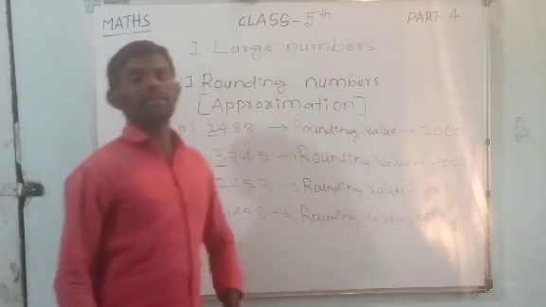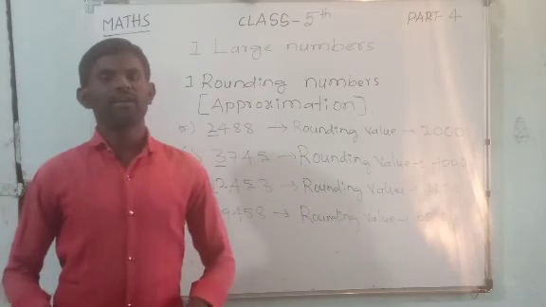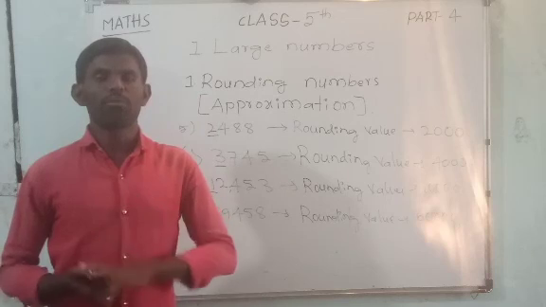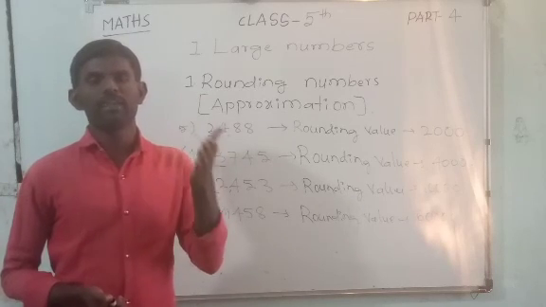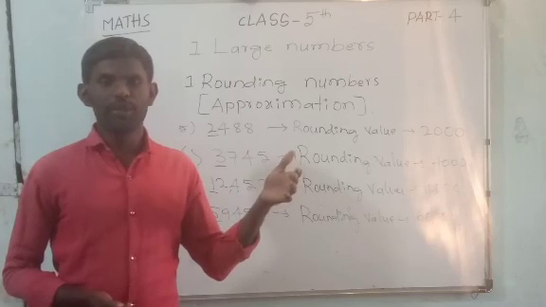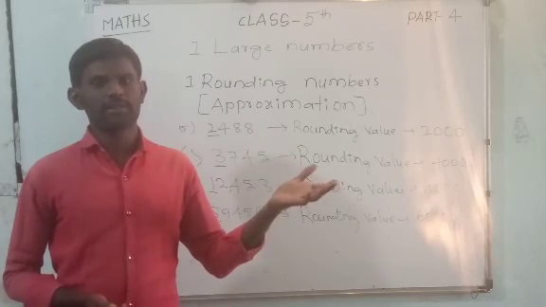I think, dear children, you understood how we can round the numbers to the asked places. If they ask unit place, then 10 place, 100 place, 1000 place, 10,000 place.